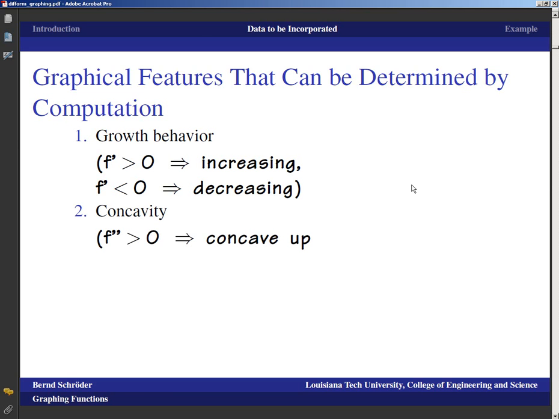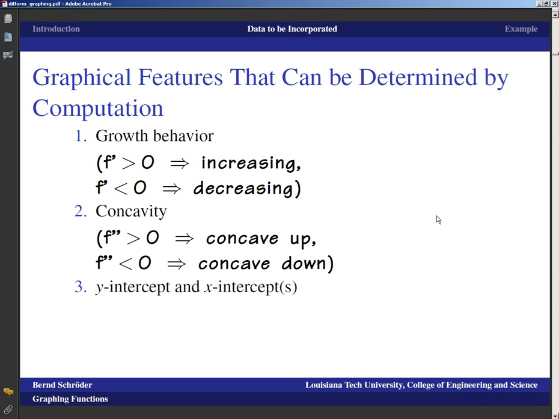You want to talk about concavity. That means second derivative positive is concave up, second derivative negative is concave down. Again, that's the kind of mental connection that you want to make as soon as concavity is mentioned. You can talk about y-intercepts. Well, those are algebraic features. Now, y-intercepts and x-intercepts. The y-intercept, there's only one, and x-intercepts, as many of them as there are.